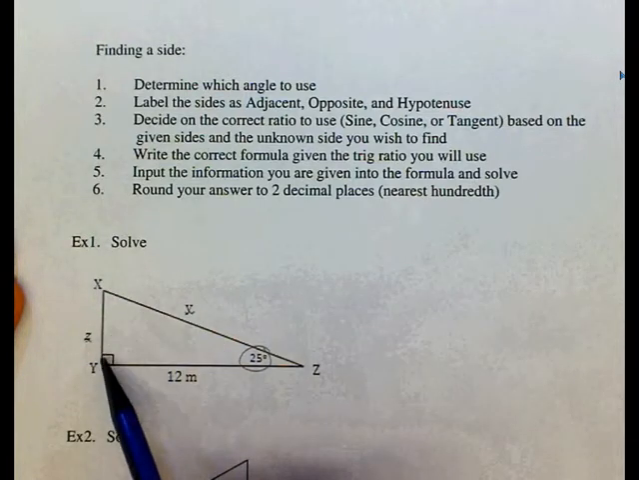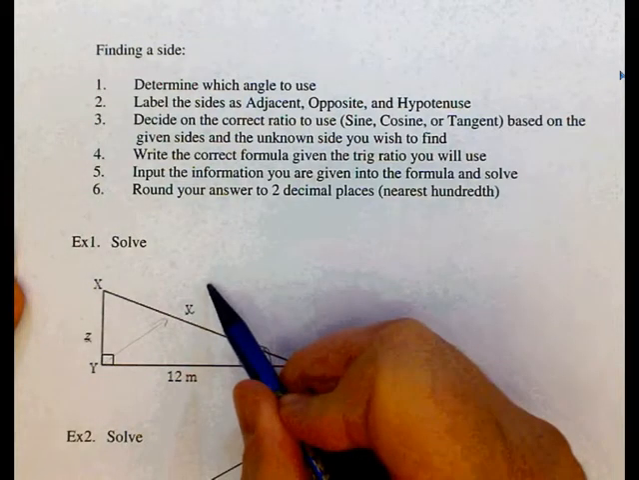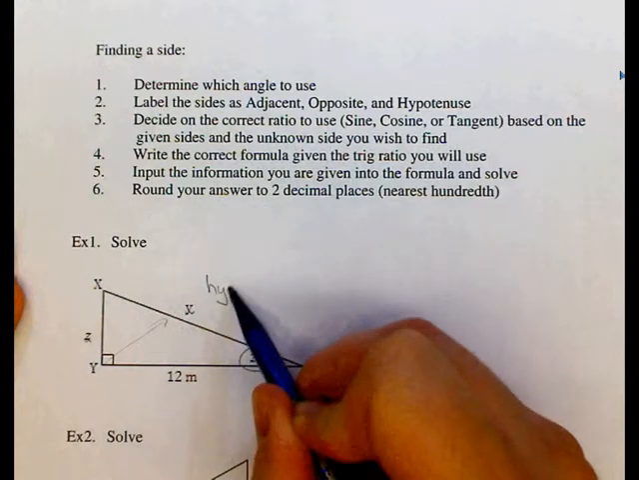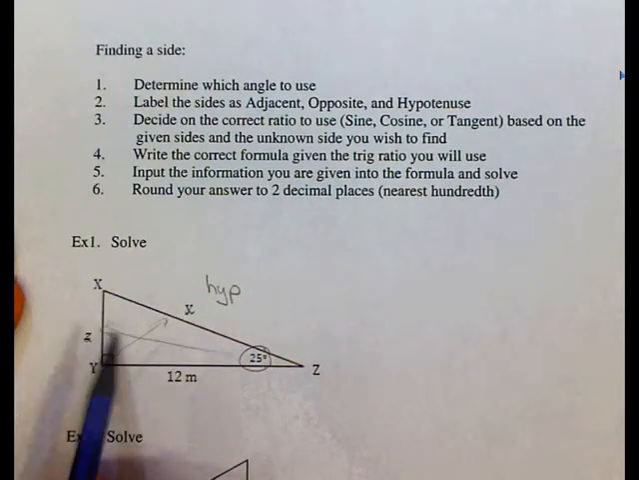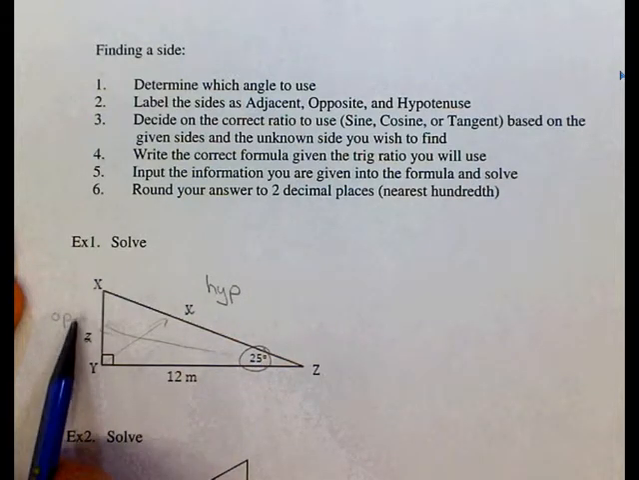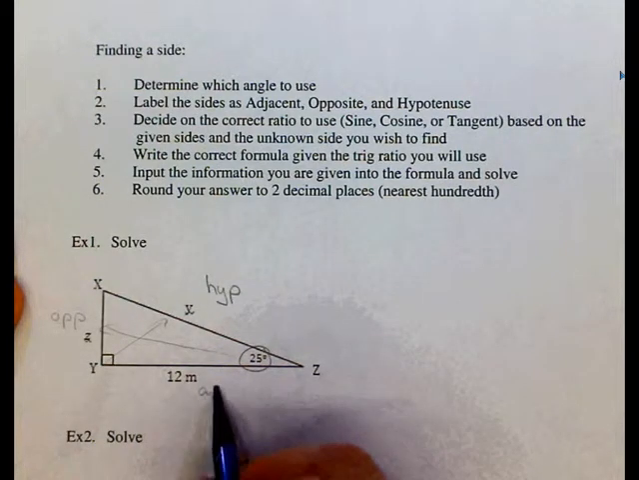Well, I'm going to start with my 90, go across. My longest is the hypotenuse. I'm going to go with my angle, go across to get my opposite. And that will leave me with 12 as my adjacent.